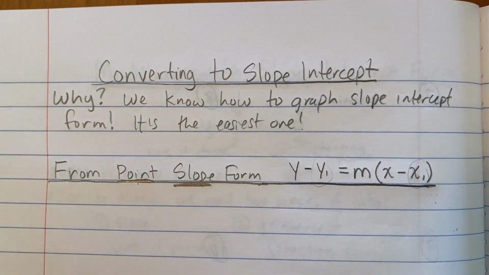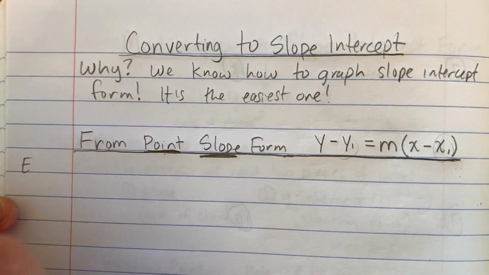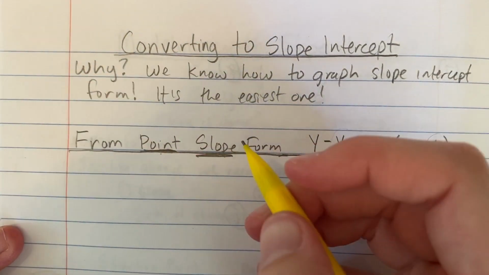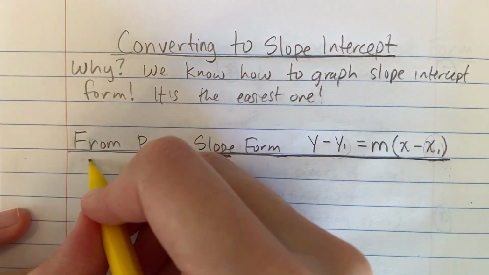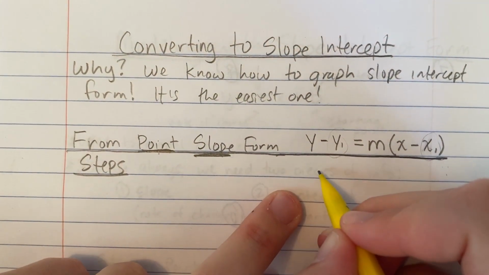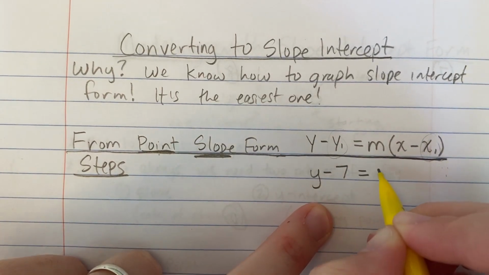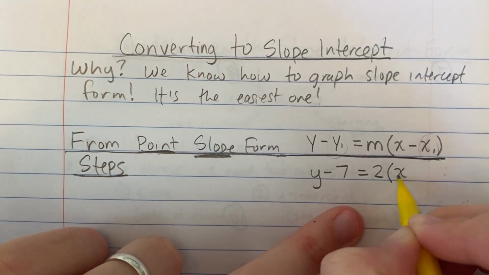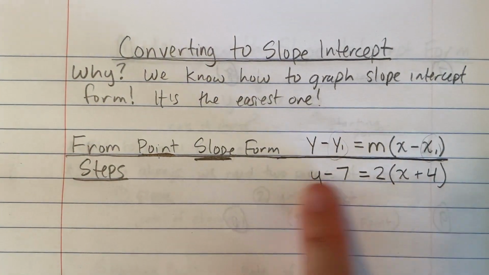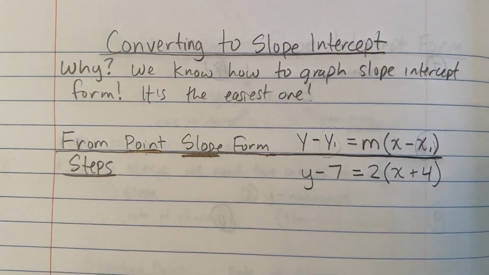So let's do some examples here, and we're going to convert from point-slope into slope-intercept. I'm going to put the steps right here, so you can reference those, and then I'm going to start with my examples over here. So let's say I have an equation like this: y minus 7 equals 2 times x plus 4. Okay, so this is an equation in point-slope form, right? It looks just like my form. Now I want to change it into slope-intercept form.